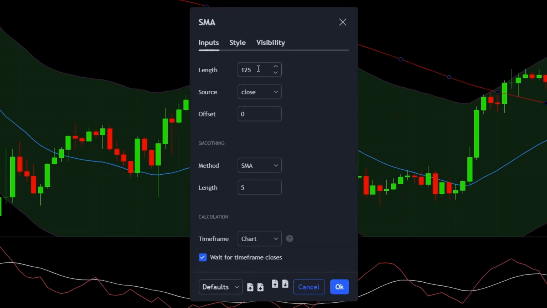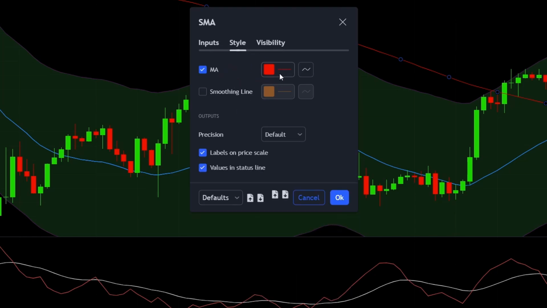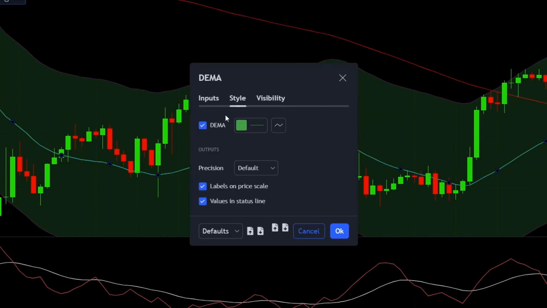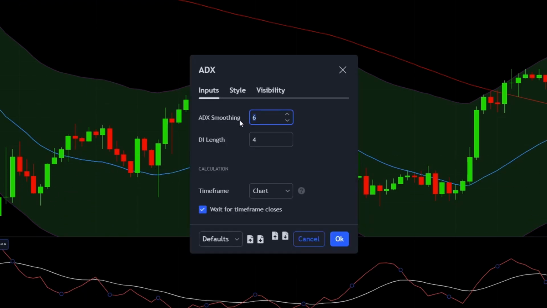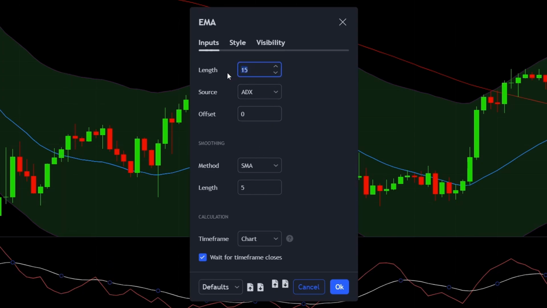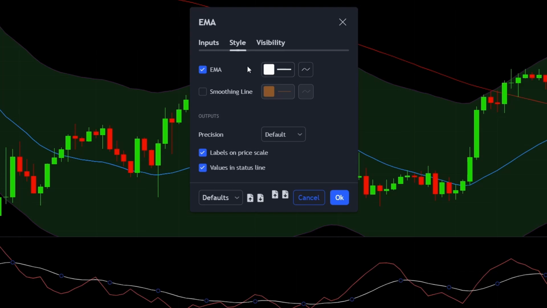For the SMA, which will be our target price limiter, more about that later, its length needs to be set to 125. You can leave the source at close, and I changed its color to red. For the DEMA, which will be both our trend filter and the distance limiter, we'll need to set a 60 length, and the source can be set at close. For the ADX, we will use a 6 value for the smoothing and a 4 value for the length. And finally, for the ADX based EMA, you should set its length to 15 and its source to ADX. I also colored it white as usual.